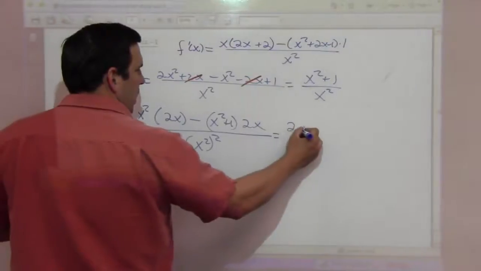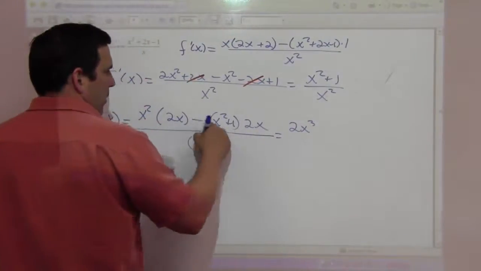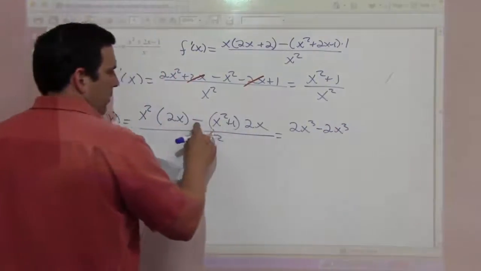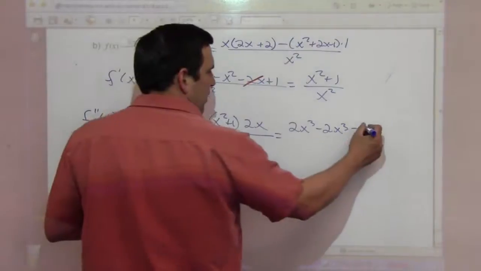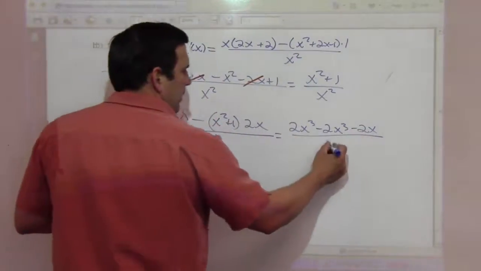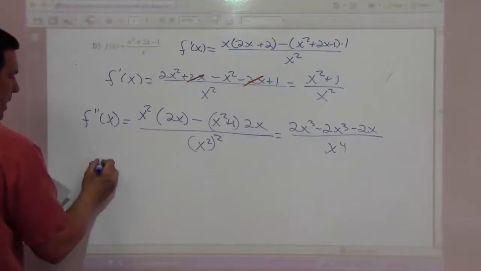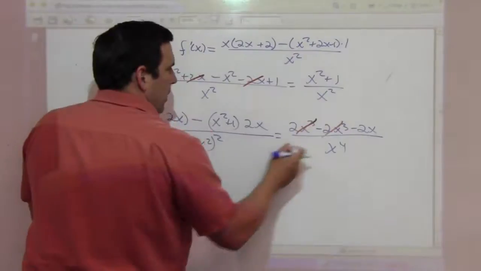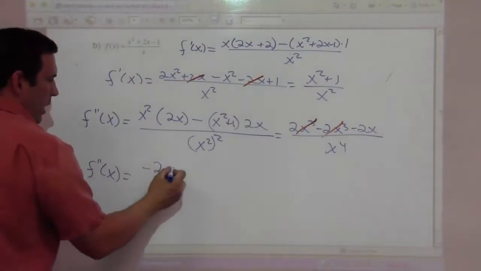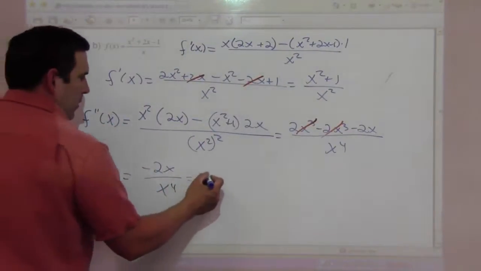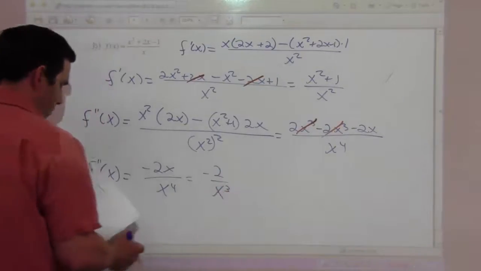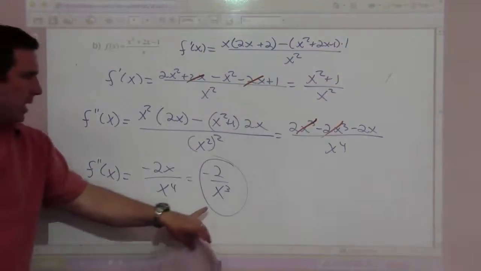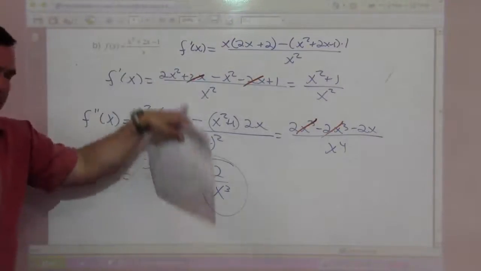So this is going to be 2x cubed. And minus x squared times 2x is minus 2x cubed. Minus 1 times 2x is minus 2x. Over x to the 4th power. So for our second derivative, these 2x cubes are going to subtract out. We have negative 2x over x to the 4th, which is negative 2 over x cubed. And this would be our second derivative of what we started with. Looks a lot different, doesn't it?